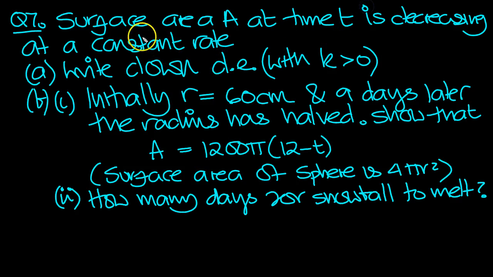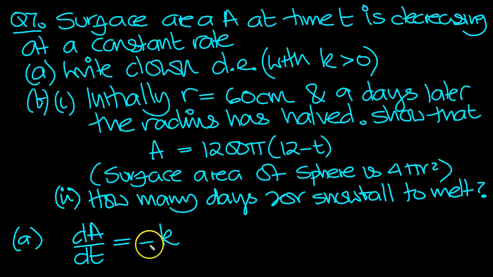So let's have a look at it then. The surface area A is decreasing at a constant rate. So dA/dt is the rate of increase of the surface area with respect to time, but it's decreasing at a constant rate, so it's negative k, isn't it, where k is positive. Initially r is 60 when t equals 0, so part B now.